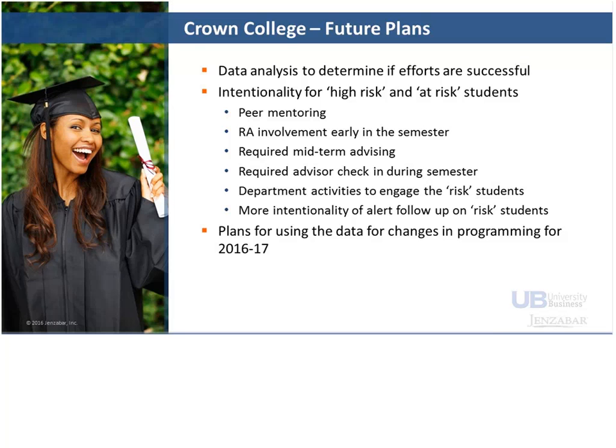So we know we have to put some more intentionality into our high-risk students, not at the risk of losing our at-risk students. But we're talking about things like peer mentoring. So students that have been successful with the transition program, bringing them back in and having them mentor brand new students and help with that. Getting our RAs involved in the high-risk and at-risk students earlier in the semester. I think we need to improve there.